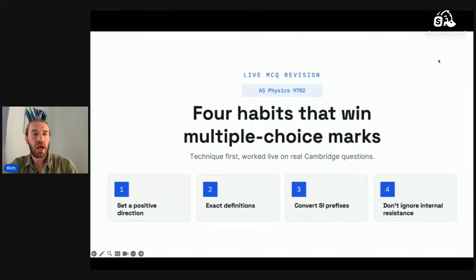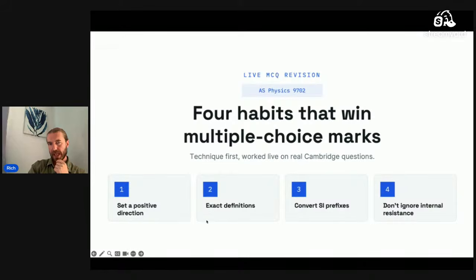So if we look at what I've broken this down to initially, we've got setting a positive direction. That is specifically to do with anything vector related. We need to make sure that we are consistent with our directions. It doesn't actually matter which direction you set as positive. We will get into this in more depth in a moment. But as long as you're consistent, that will allow you to not drop these silly marks because you haven't taken into account a negative or something like that.